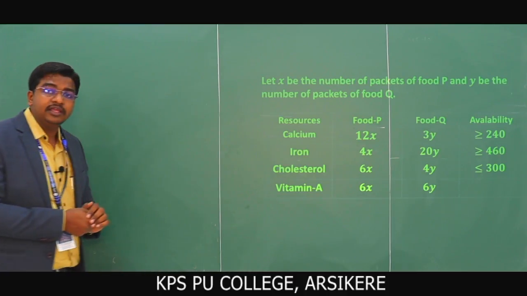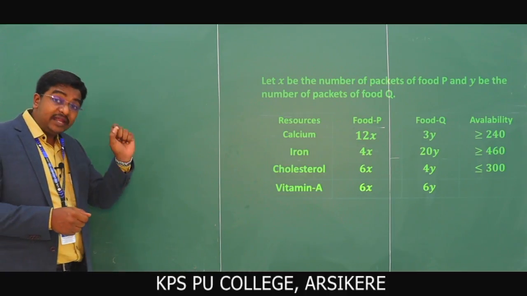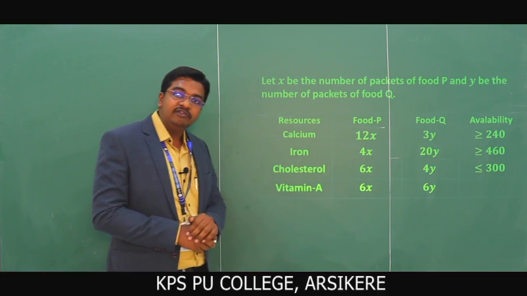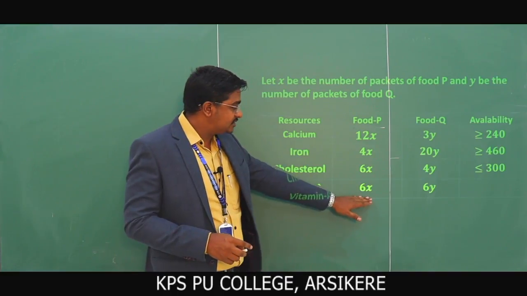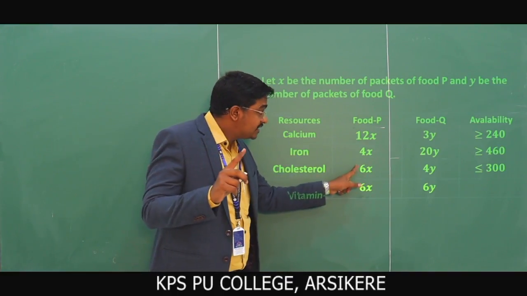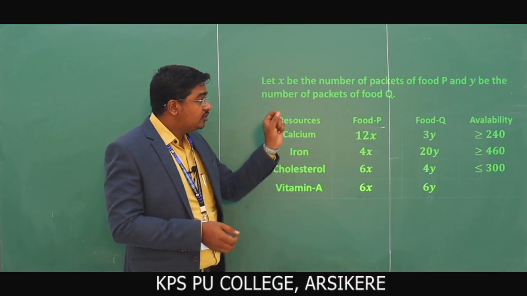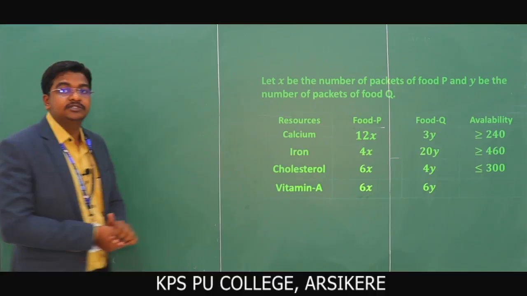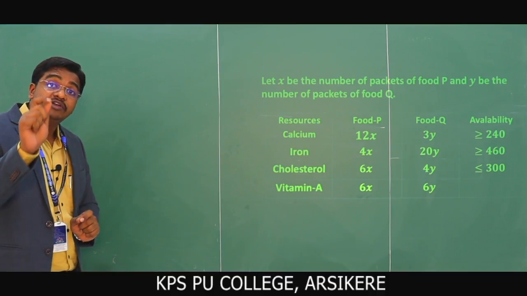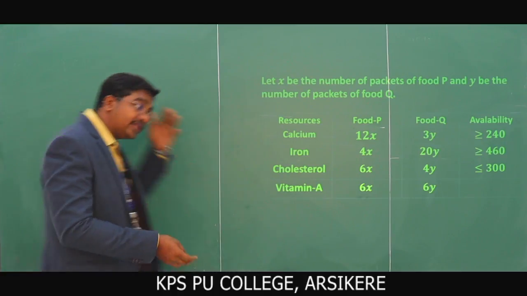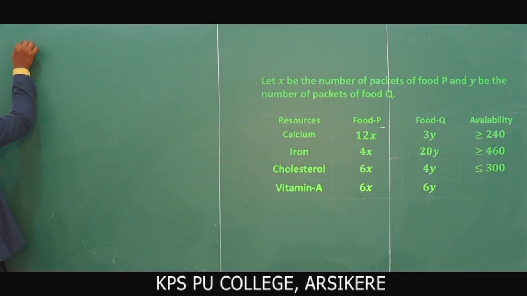What is the important thing here? We need to minimize the amount of vitamin A. 6x represents the amount of vitamin A used to develop food P. Similarly 6y represents that used for food Q. So 6x plus 6y represents the total amount of vitamin A used to develop food P and food Q. So what is the objective function here?